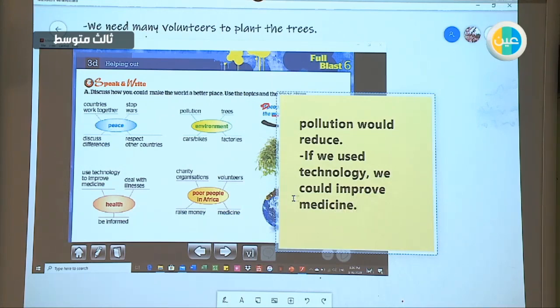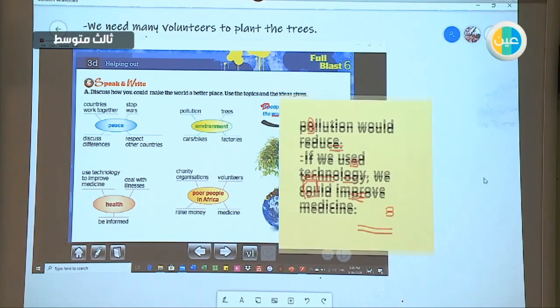Okay, see how I formed it? I used if at the beginning of the sentence. I put the word use in the past tense. There's a comma here. In the main clause, I used could. I may use would if I like. Then the verb improve in the infinitive form. You can come up with as many sentences as you can from those ideas. There are words here to help you. I'm sure that you can find a lot of brilliant ideas.